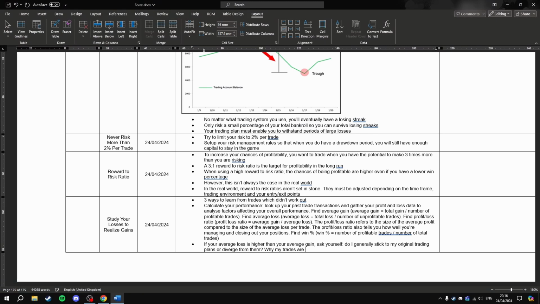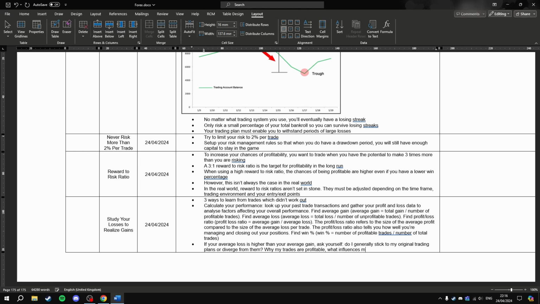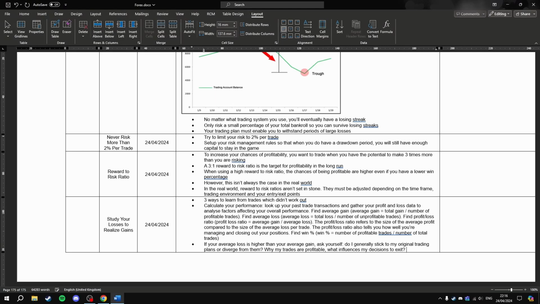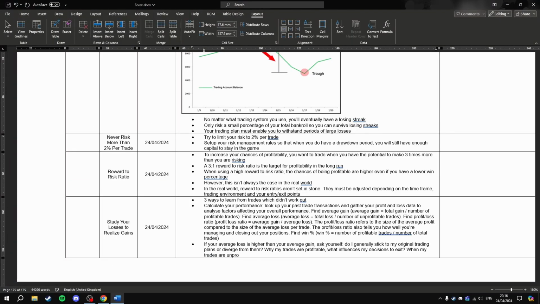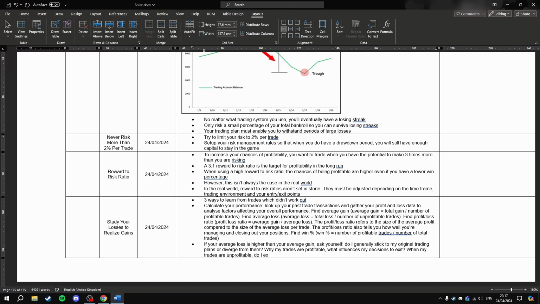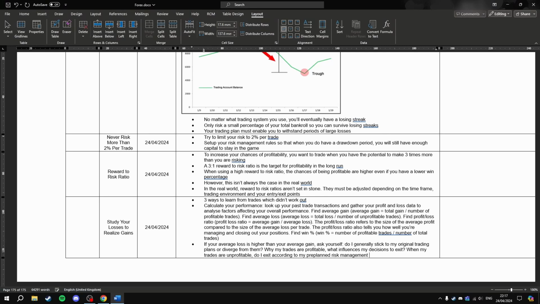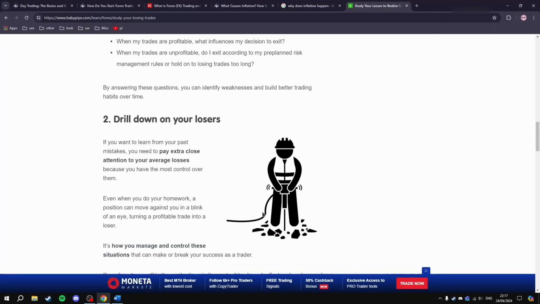When my trades are profitable, what influences my decisions to exit? When my trades are unprofitable, do I exit according to my pre-planned risk management rules, or hold on to losing trades too long? By answering these questions, you can identify weaknesses and build better trading habits over time.